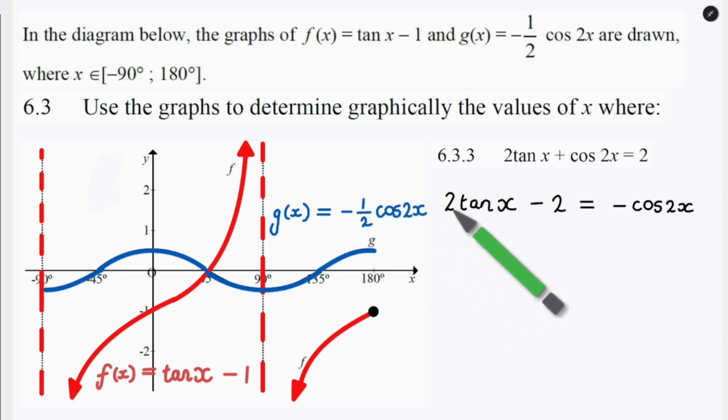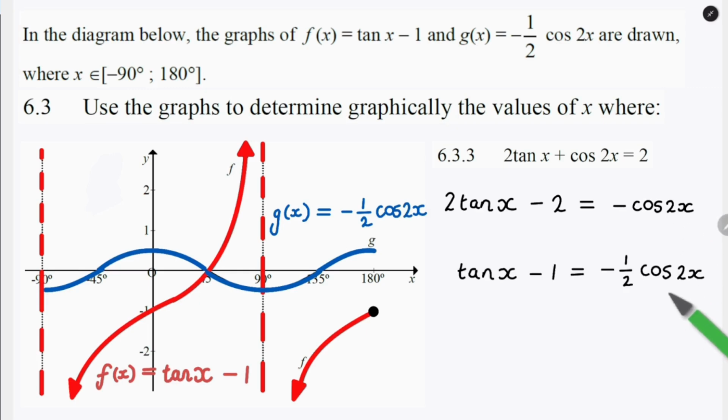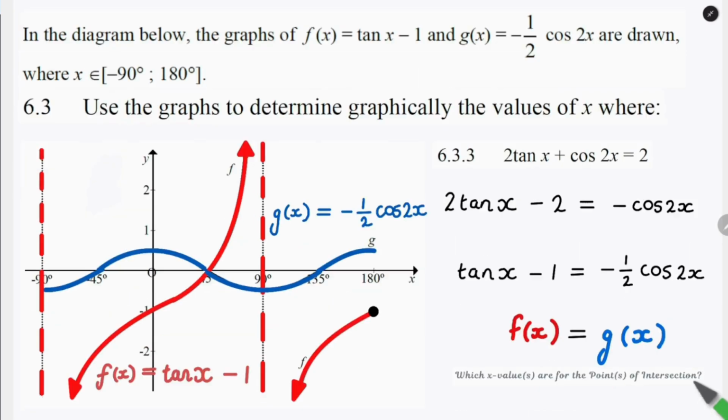So how we get rid of this 2 so that we just get a tan of x is we divide every single term by 2, and we're going to get tan x minus 1 equals minus a half cos of 2x. Because if I divide this by 2, there's an imaginary 1 there, so it turns into negative a half. Now look, we have the blue graph, there's its equation. And we have the red graph, there's its equation. So this was all a fancy little ploy to ask you which x values are for the points of intersection.